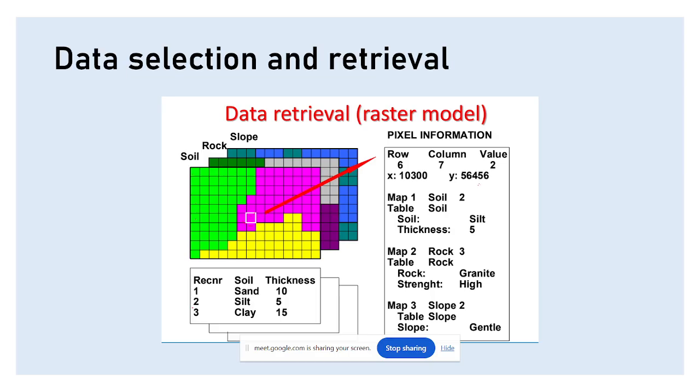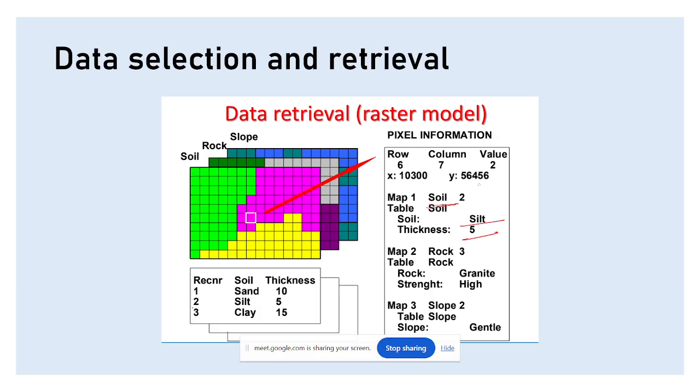Its XY information is there. And then in map 1, it is giving you information about the soil. So what kind of soil is it? The soil is silt, and probably the thickness information is also available. So that will be given.